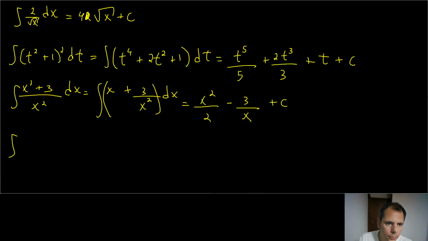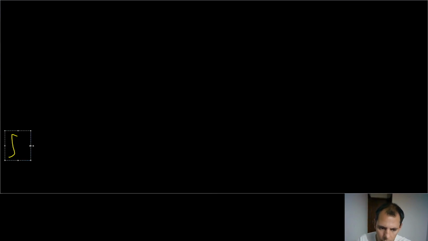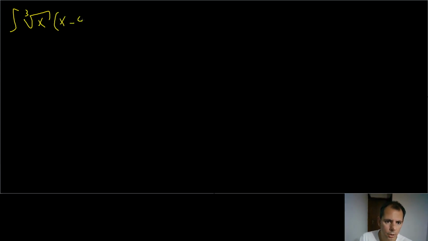Now the integral of the cubic root of x times (x minus 4) dx. Let's transform this stuff. So this is x to the 1/3 plus 1. I think it'll be x to the 4/3, right? Because you got 1/3 plus 1. This becomes a 3. Yeah, 4/3.